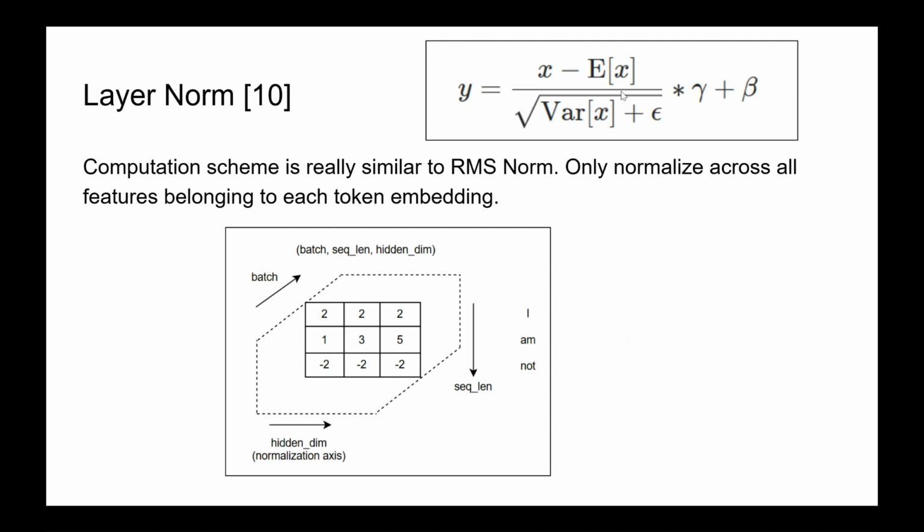And then you will have this epsilon, which is a small value. Be careful here. This also happens in the RMSNorm. This small epsilon prevents the calculation from dividing by 0, right? So you must have a non-zero denominator. And then again, you will have gamma and you will have beta. So gamma and beta are two trainable parameters.